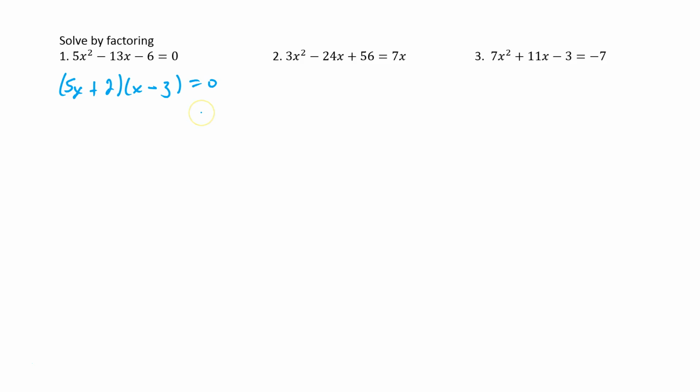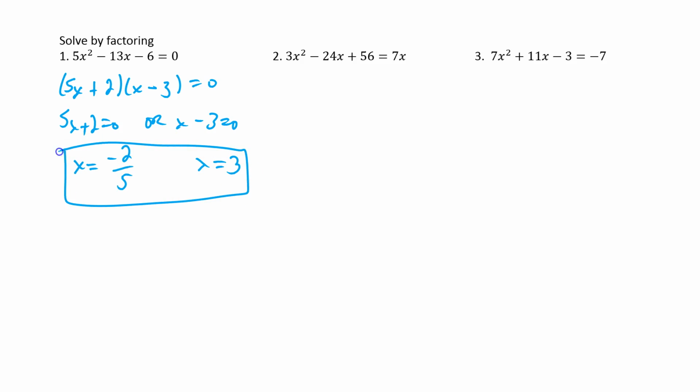So now, at this point, I have a couple options. I can just write it out. So 5x plus 2 could be 0, or x minus 3 is 0. And then we solve separately, right? Subtract 2, divide by 5. X is negative 2/5, or x is 3. Remember, 2 solutions to quadratics because they're parabolas, right? They have 2 solutions most of the time. So let's try the next one.